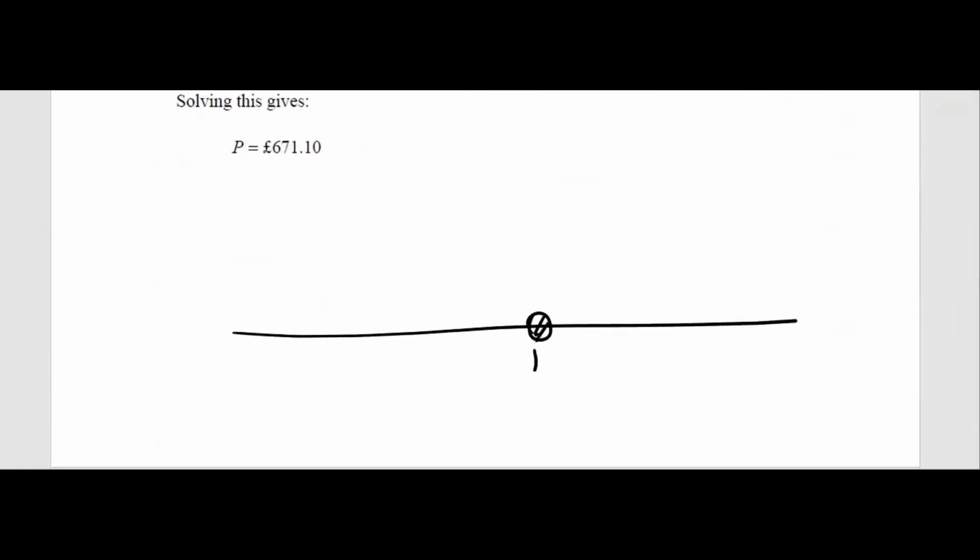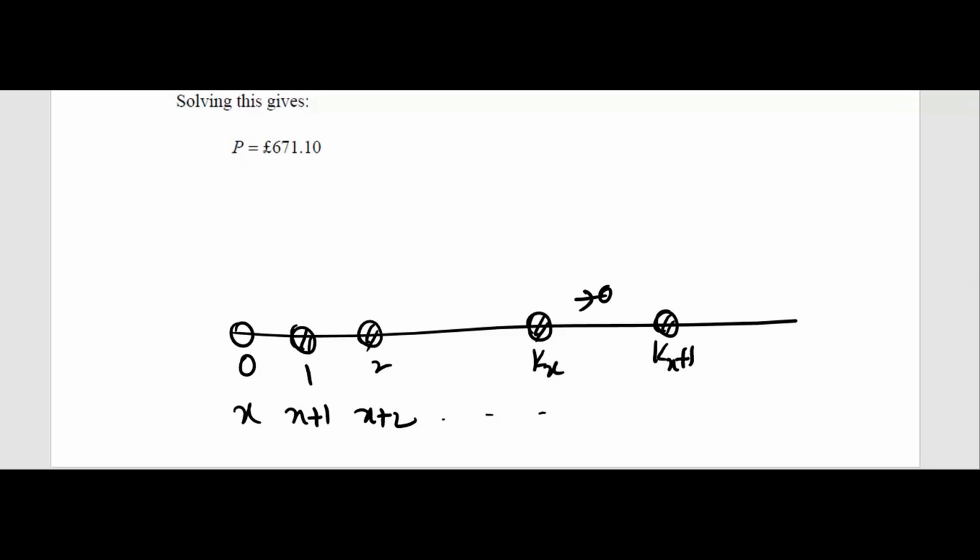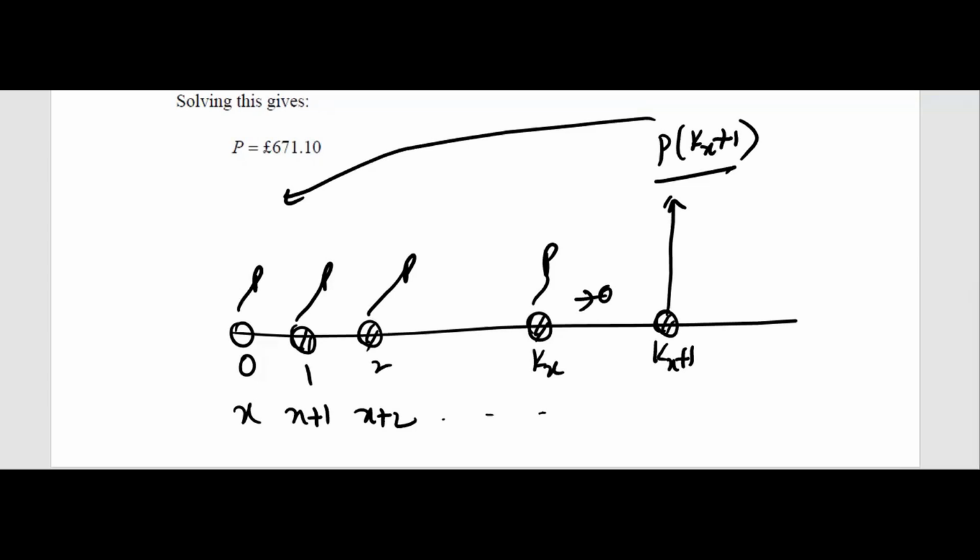Suppose you write Kx, Kx plus 1 here, and the person dies here. How many premiums are there? You calculate premiums P. How many P's are there here? Kx plus 1 P's, right? So don't you think it will be P into Kx plus 1? That will be the benefit. And what is the present value of the benefit? Present value will be P into Kx plus 1.